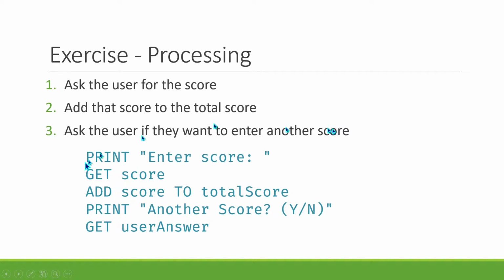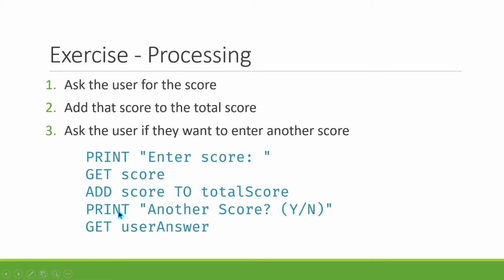So I've got the code to print a prompt, enter the score. I then am going to have some code to retrieve the score. Obviously in Java, we would use a scanner. So I'm going to retrieve the score and store it in a variable. Then I'm going to take that score and add it to a total score variable.